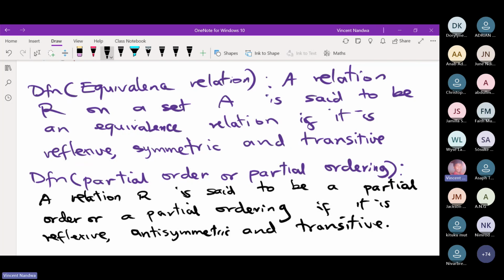So tell me when you are ready so that in 5 minutes time, we give a few examples to help us understand these terms.